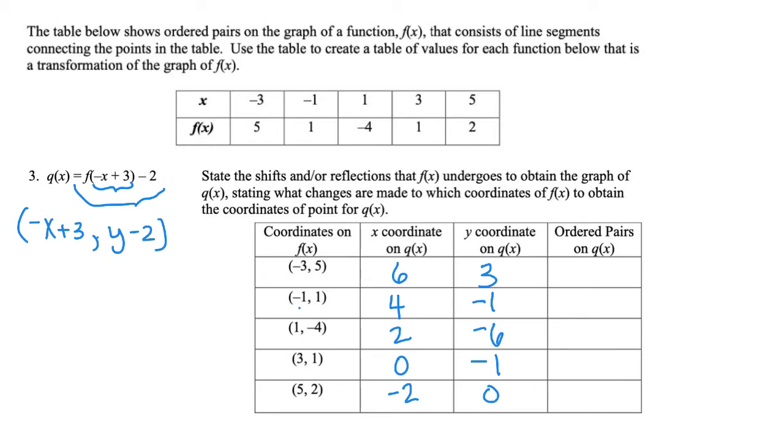So putting together our ordered pairs, we have 6, 3. We have 4, negative 1. We have 2, negative 6. We have 0, negative 1. And we have negative 2, comma 0. All right.